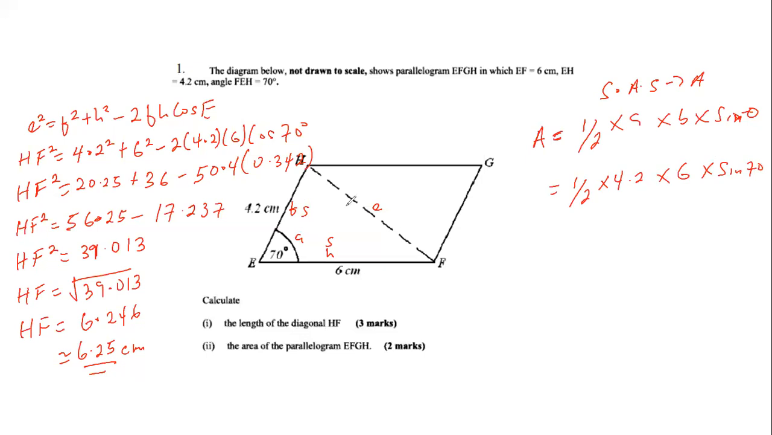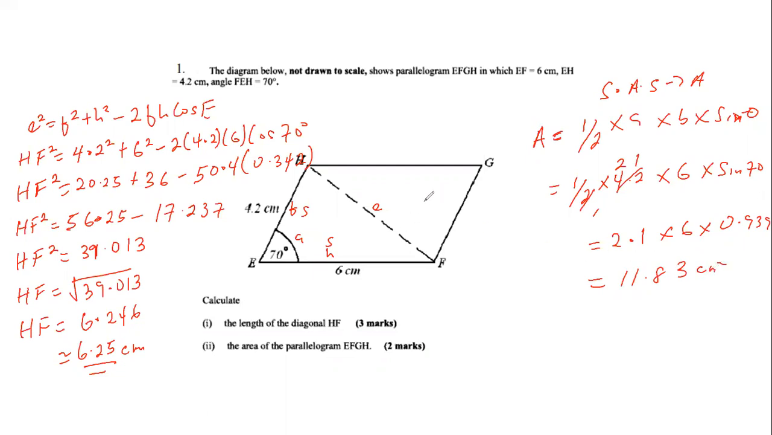All right, so half of 4.2 is 2.1. Then we are going to do 2.1 times 6 times sine 70. Can you tell me what is sine 70, please? 0.939. So we work out 2.1 times 6 times 0.939. What do we get? 11.83 centimeters square.